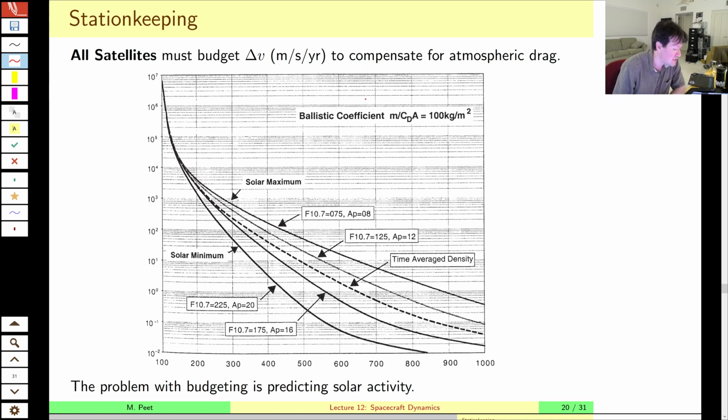All right, so this is delta V budget. This is a plot of delta V, basically the delta V you need, in meters per second, not kilometers per second, meters per second per year, to maintain your orbit. So delta V per year you need to not fall out of the atmosphere, to not decay your orbit.